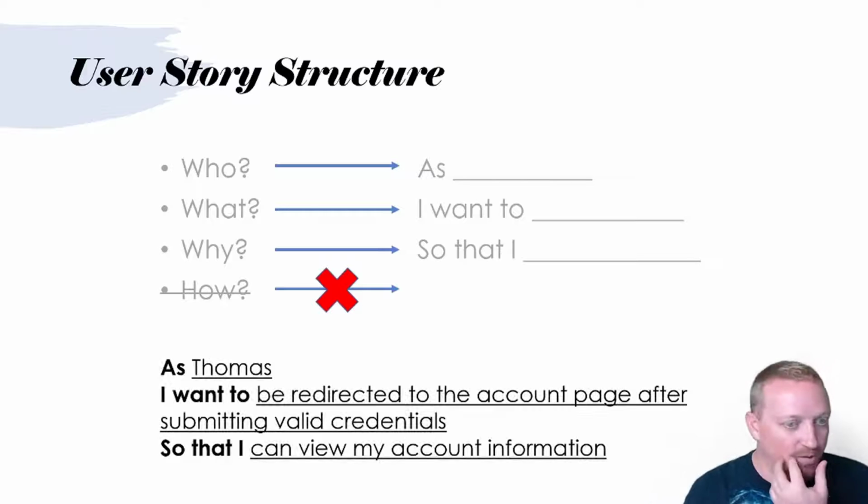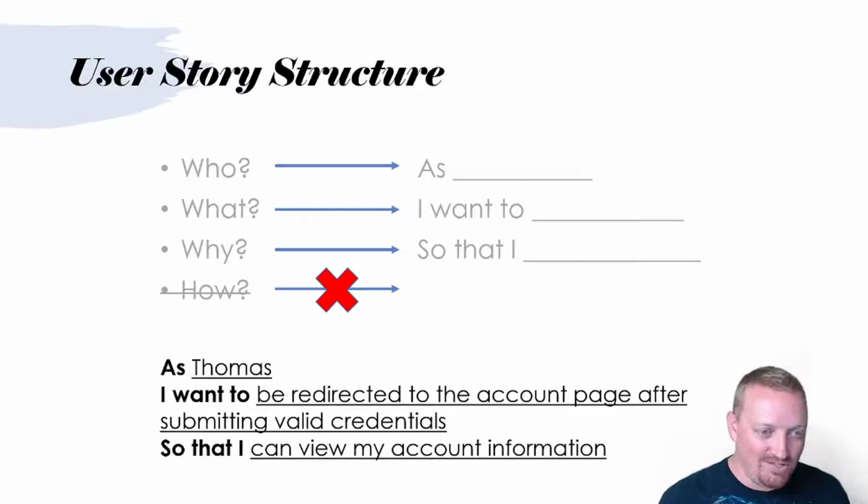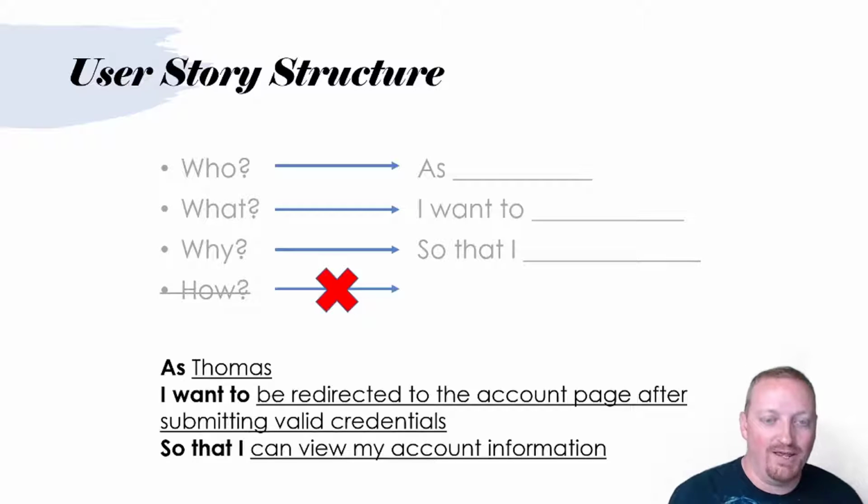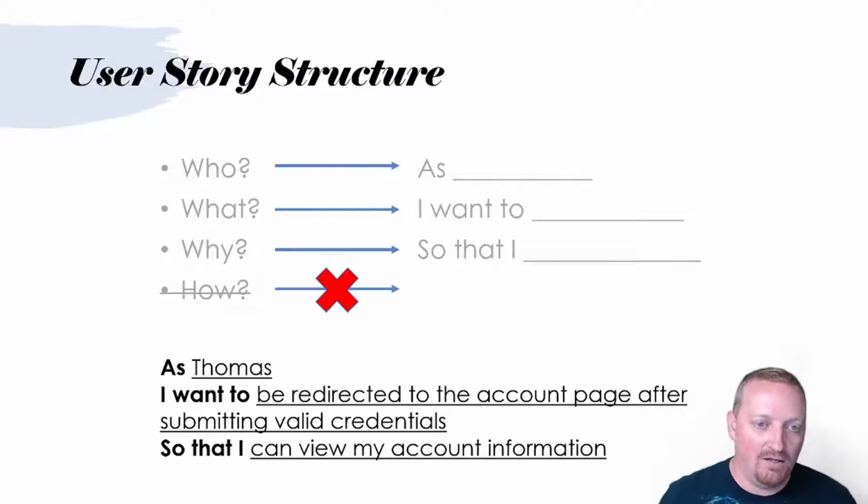Now, a good example of this would be a story like this. As Thomas, and Thomas would be a persona, I want to be redirected to the account page after submitting valid credentials so that I can view my account information. So we're using that template: as so-and-so, I want to do this so that I can do something.